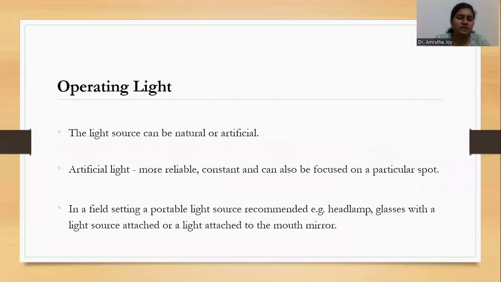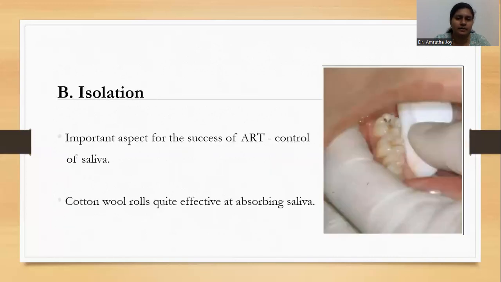Then operating light. Usually we can use a natural light source or artificial. Natural light source means we can use direct sunlight. And artificial light is more reliable and constant. And we can focus that artificial light onto a particular spot. So artificial light is more recommendable than the natural light source. An artificial light source like a portable light source such as a headlamp, glasses with a light source, or a light attached to a mouth mirror can be used for ART.